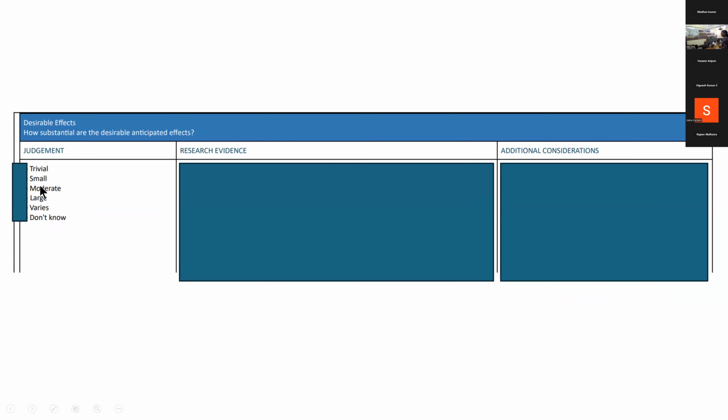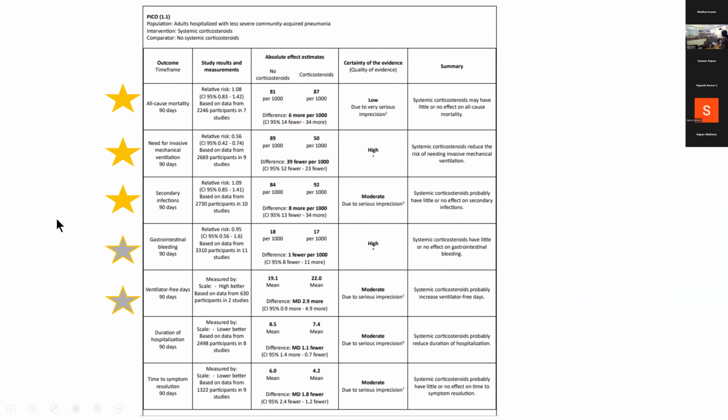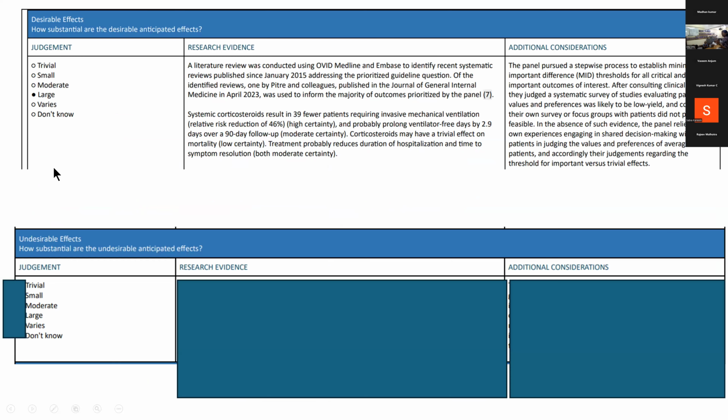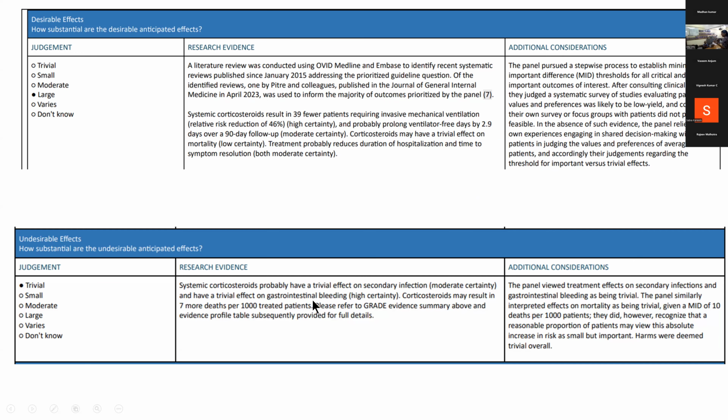Desirable effects. How substantial are the desirable anticipated effects? Your answers are trivial, small, moderate, large, varies, don't know. Okay, so I would have also said moderate, but they have said it's a large benefit. Undesirable effects. How substantial are the undesirable anticipated effects? Is it trivial, small, moderate, large? Trivial, no. There was barely any difference. Okay, so I would say trivial. They have also said trivial.